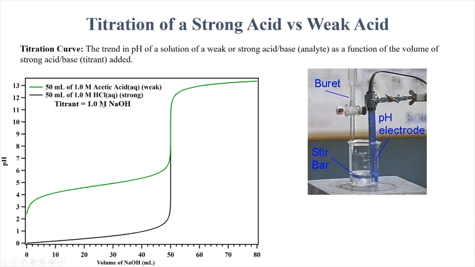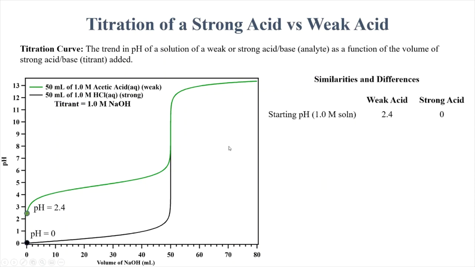So now, if you look, what we're doing is we've got 50 mLs of either one of these in the beaker, and our titrant is going to be 1 molar NaOH. So we're using 50 mLs of 1 molar acetic acid or 50 mLs of 1 molar HCl as our analyte. So now let's start to look at some similarities and differences.